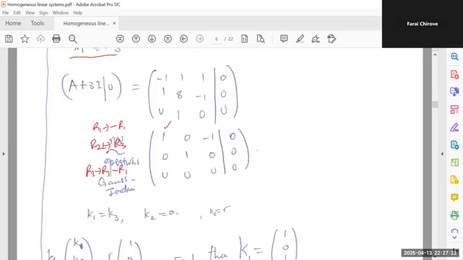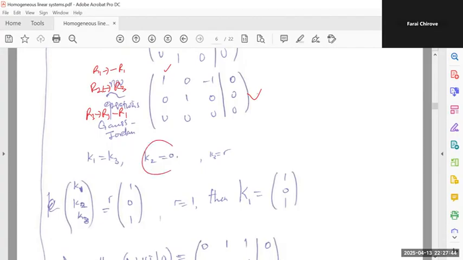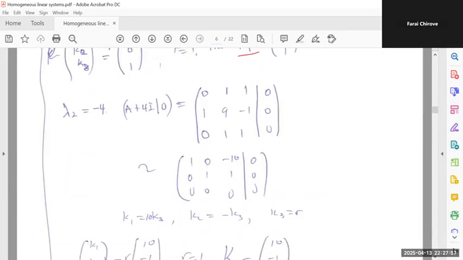So when you've done that, then you find many other rows. I can't remember what else you can do there. And see to it that you get to a point where you see that K2 is equal to 0, and then K1 is equal to K3. And if you call K3 equal to R, then you are going to have your first eigenvector being 0, 1, 0, 1. You do the same associated with lambda equal to minus 4.